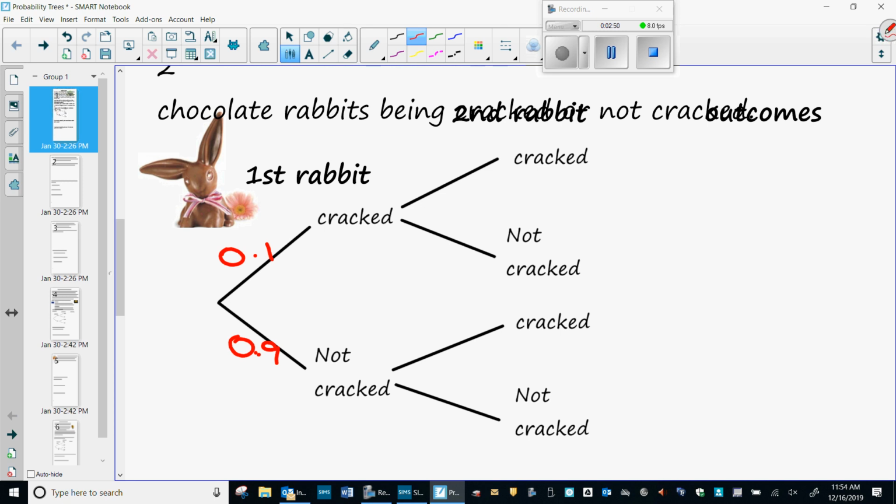Yes? Now, the probability of the second one being cracked is no different because the question hasn't specified any other probability. So we assume that the probabilities are the same. So again, this would be 0.1. This would be 0.9. This would also be 0.1. This would also be 0.9.